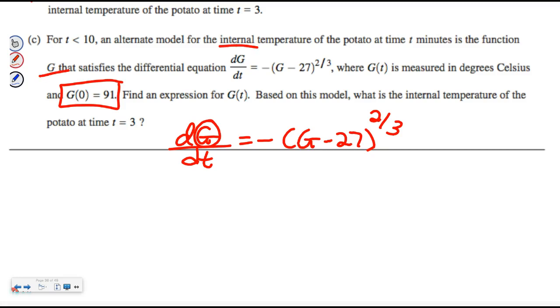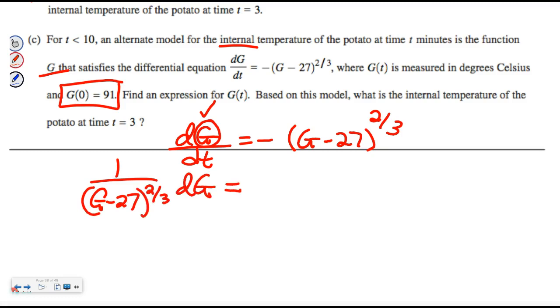This is solving a differential equation. This is separation of variables, but it just plays out a little differently than what you're used to. So when we separate, again, we need to get all things with that top variable, the dependent variable on the left-hand side. So I would divide by g minus 27 to the 2/3. So I do 1 over g minus 27 to the 2/3 dg is equal to, I'd leave the negative on the right.